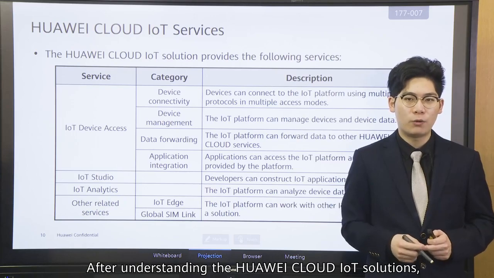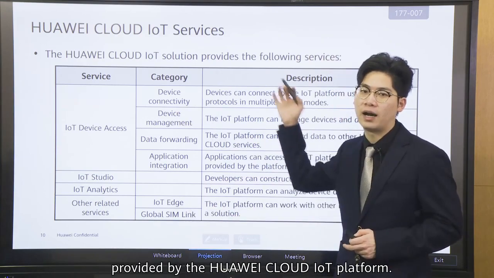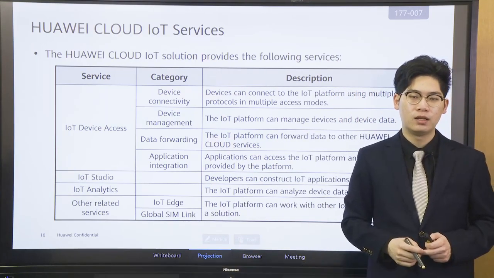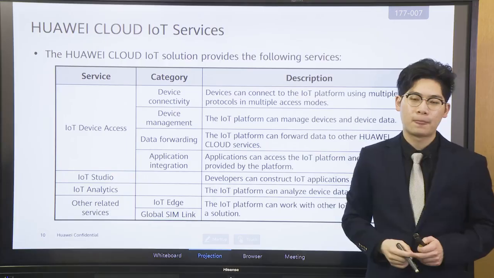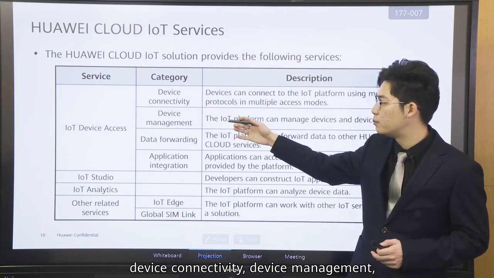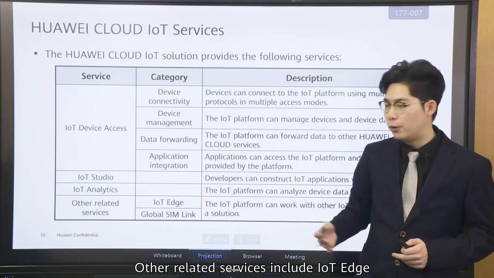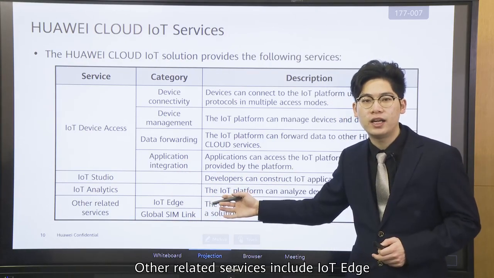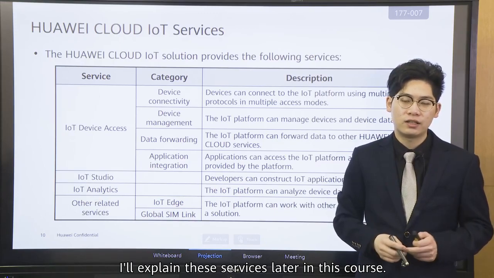After understanding the Huawei Cloud IoT solutions, let's look at the unique services provided by the Huawei Cloud IoT platform. The Huawei Cloud IoT solution provides IoT device access, IoT analytics, IoT Studio, and other related services. IoT device access provides device connectivity, device management, data forwarding, and application integration. Other related services include IoT Edge and Global SIM Link. I will explain these services later in this course.